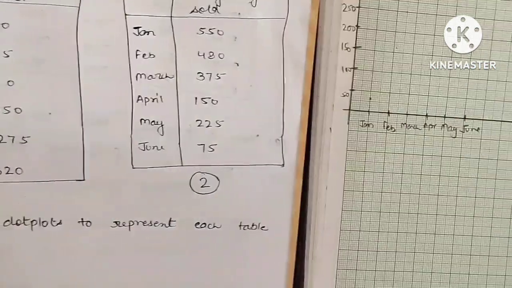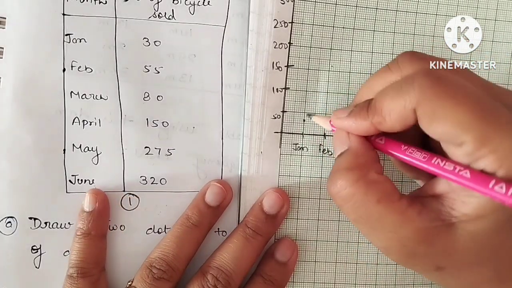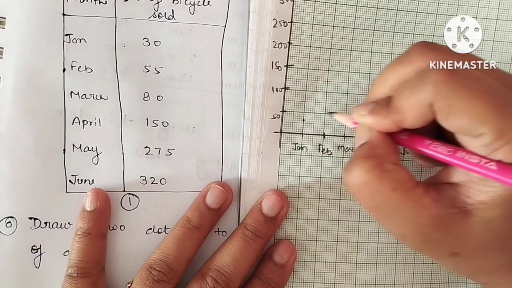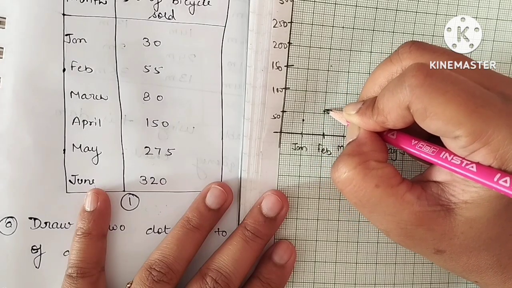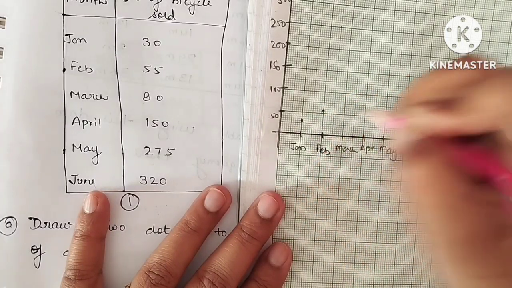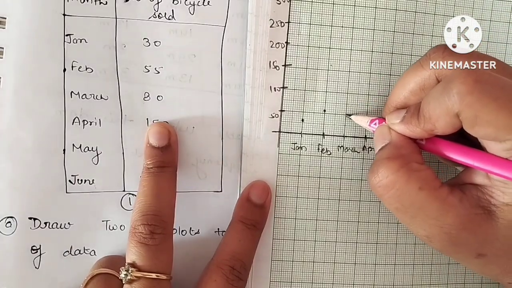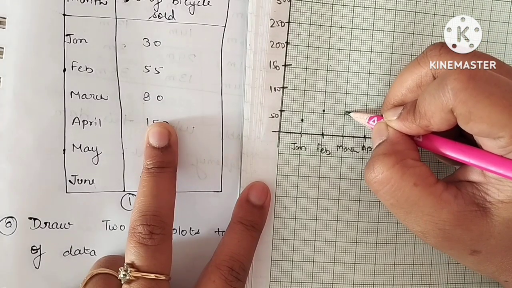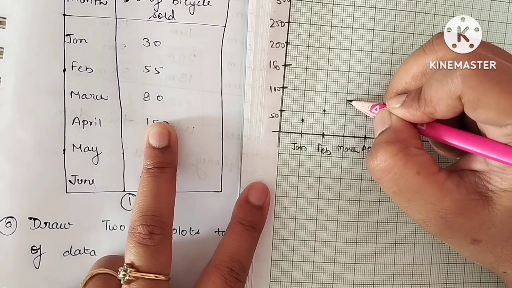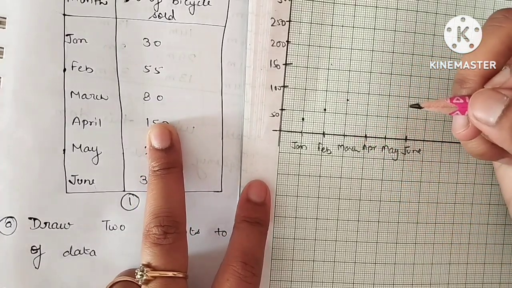Okay. Now the next number is 55. So 50 is this. We know that each small block is of 5. So this one is 55 for the February. Clear? So this one is for January. This one is for February. Then 80. So after 50, 55, then 60, then 65, then 70, then 75, then 80. So this one is of 80 because we know that each small block is of 5.